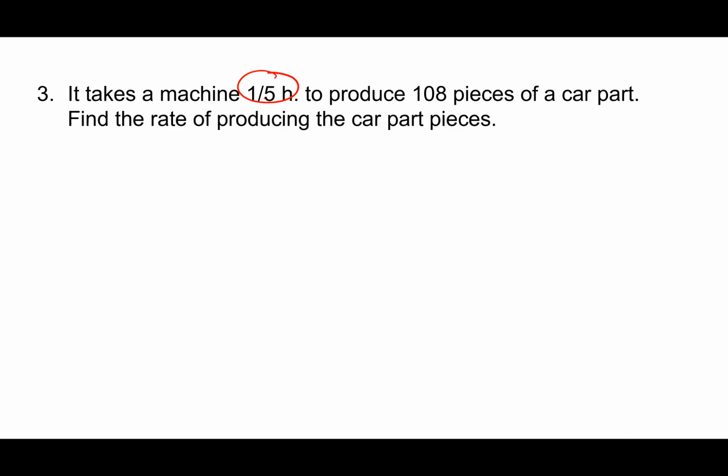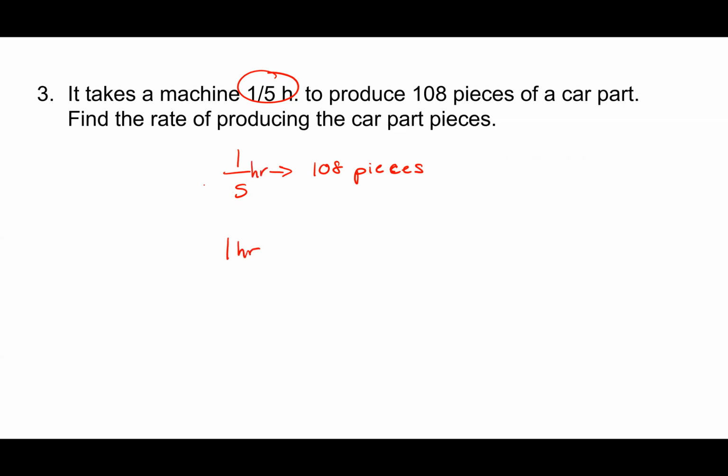Okay. How do I set this up? What's on the right and what's on the left of my arrow diagram? Maddie, can you help me out with this one? Okay. So 1/5 of an hour produces 108 pieces. Okay. Great job. You have 1 hour and then the arrow and you multiply it and you get 540.